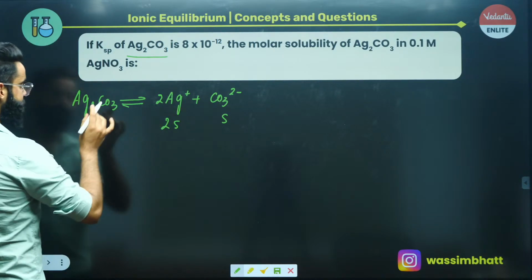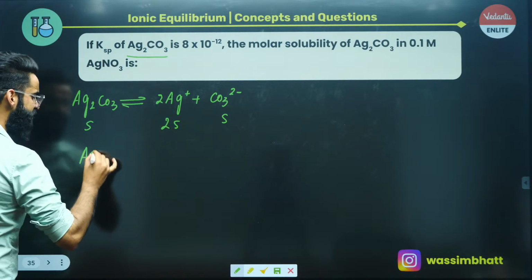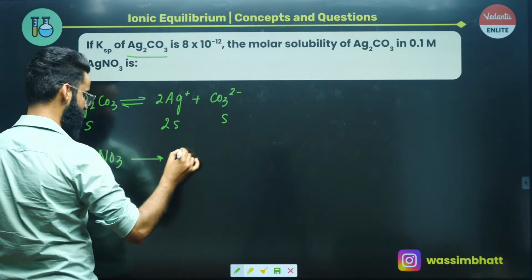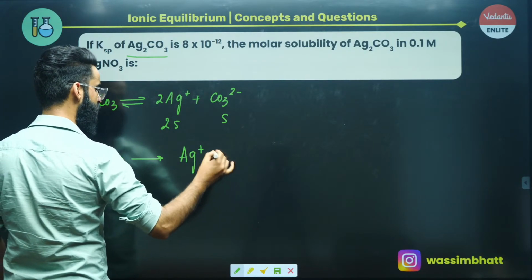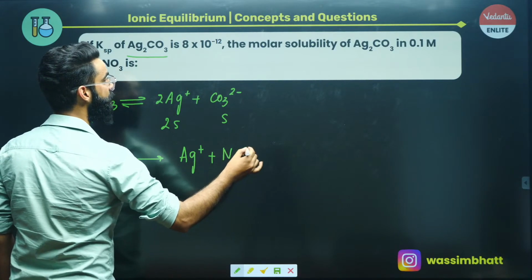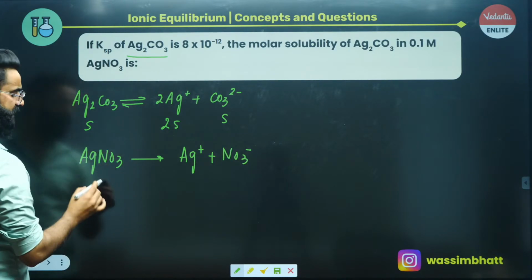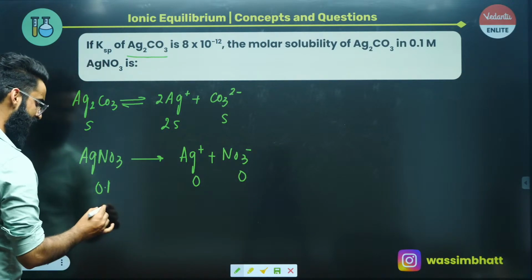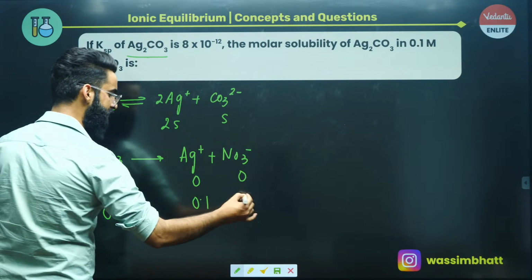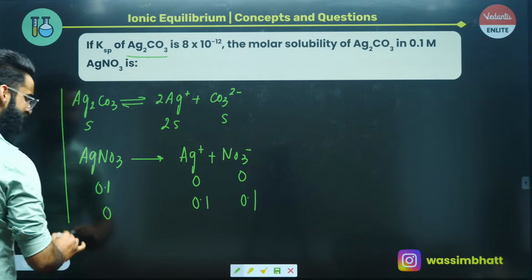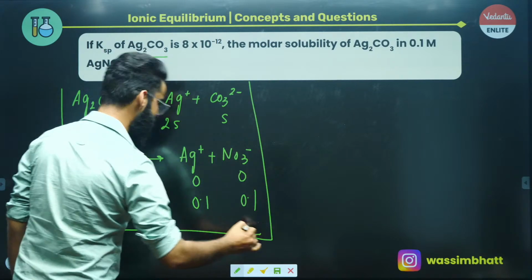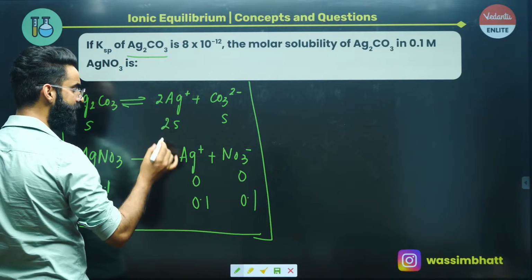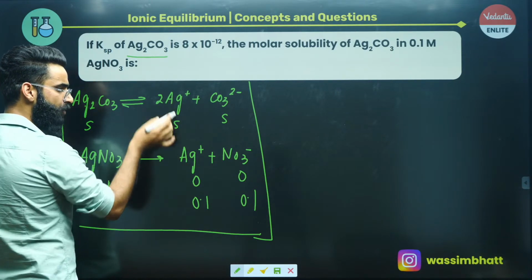Now people, you are given AgNO3 as well. You are introducing AgNO3 in the same container, which would have got dissociated completely as Ag positive plus NO3 negative. The concentration of AgNO3 is given to me as 0.1 molar. So initially this is 0, this is 0. Now finally this is 0, this is 0.1 and this is 0.1. So basically in the same container we have the weak electrolyte and the strong electrolyte, both having one ion in common, right?